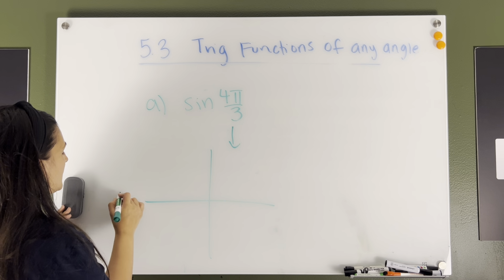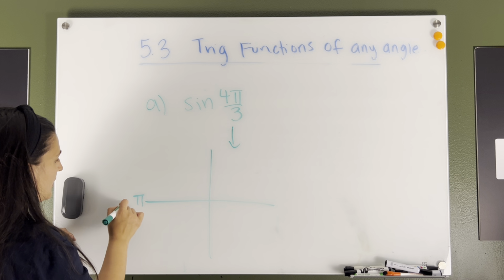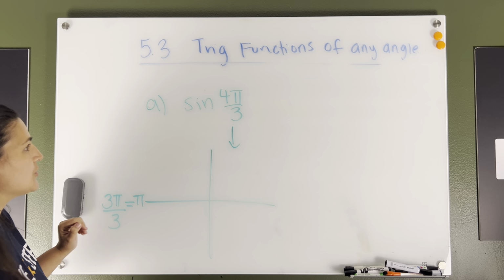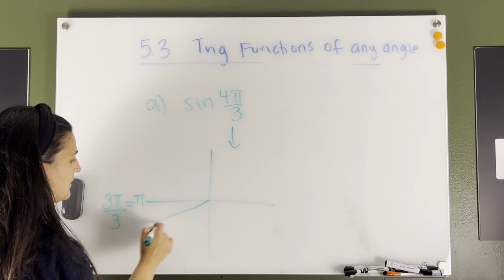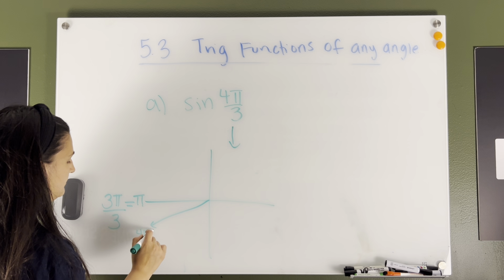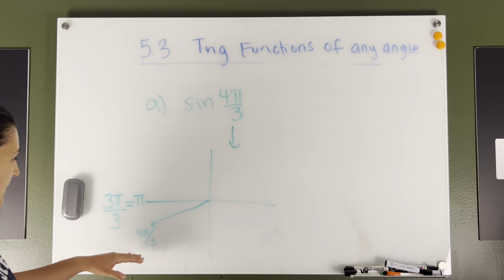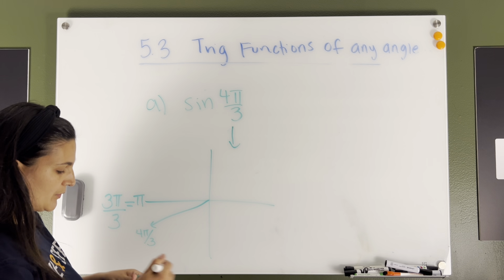Of course, because this is pi, and we have a denominator of 3, pi is the same as 3 pi over 3, right? So that means that 4 pi over 3 is past that. Again, it's not going to be perfect. I'm going to put it over here. So that means it's in the third quadrant, 1, 2, 3. So what would be the reference angle?